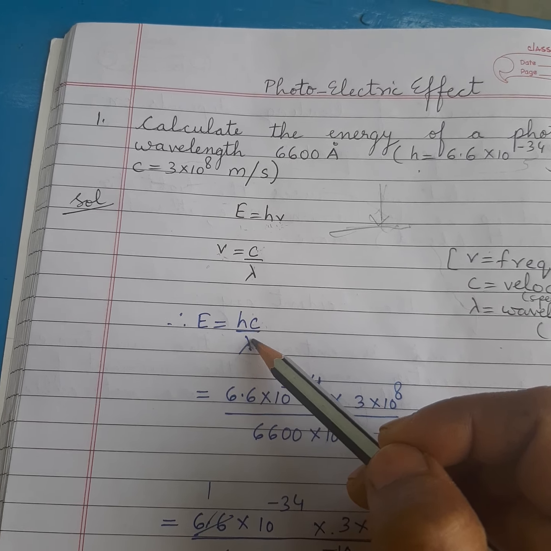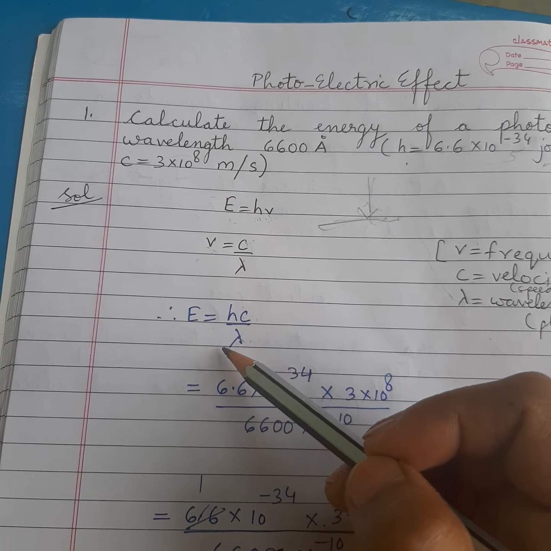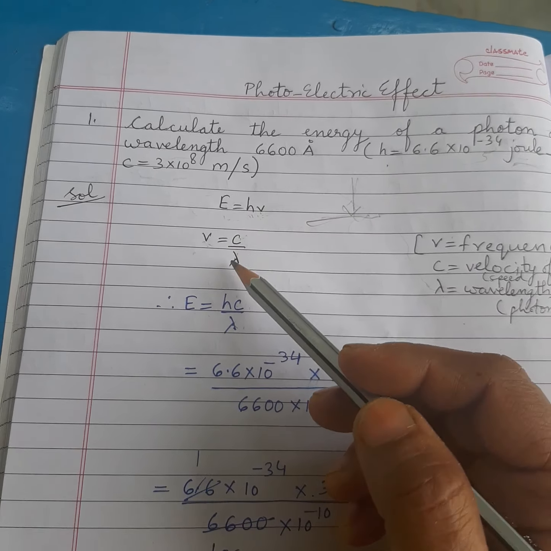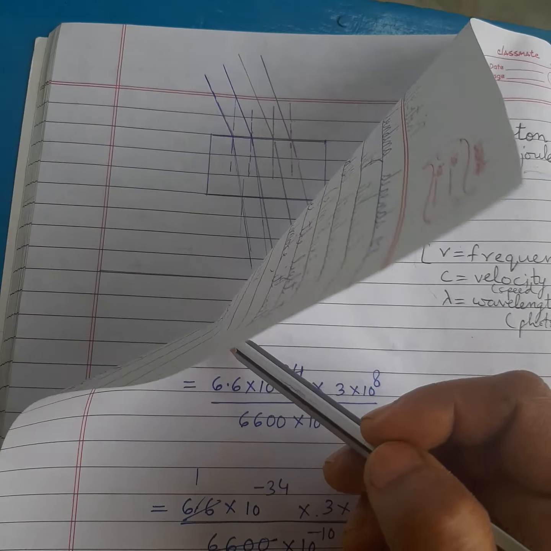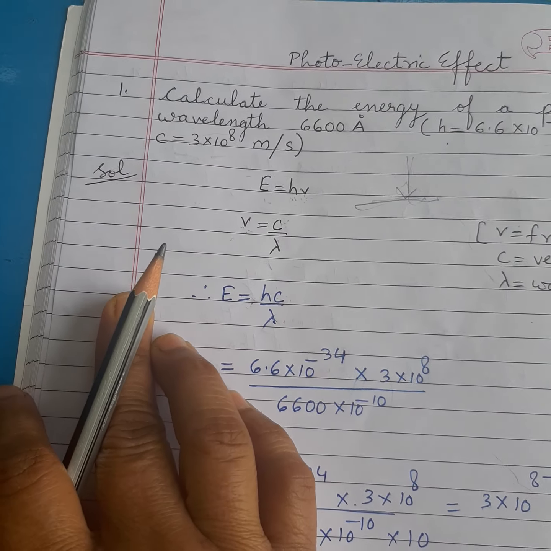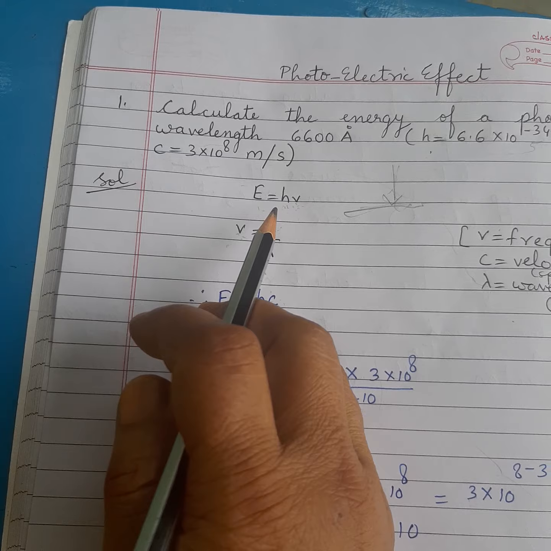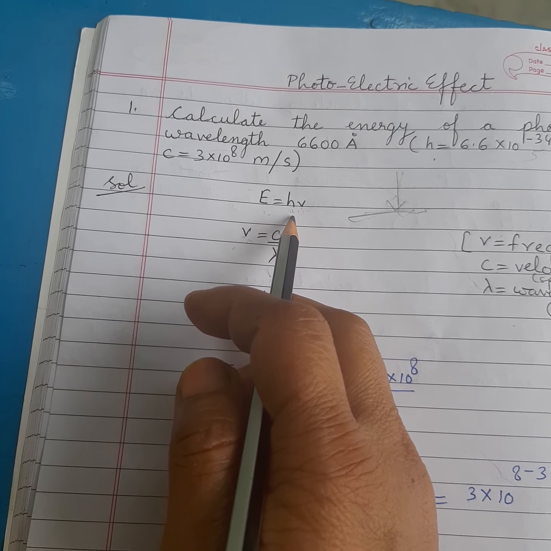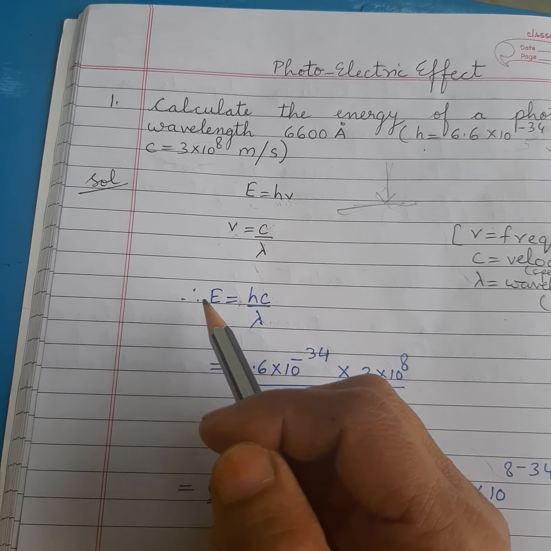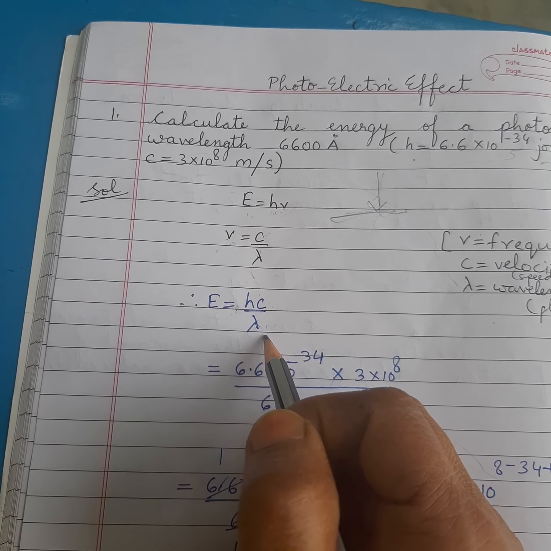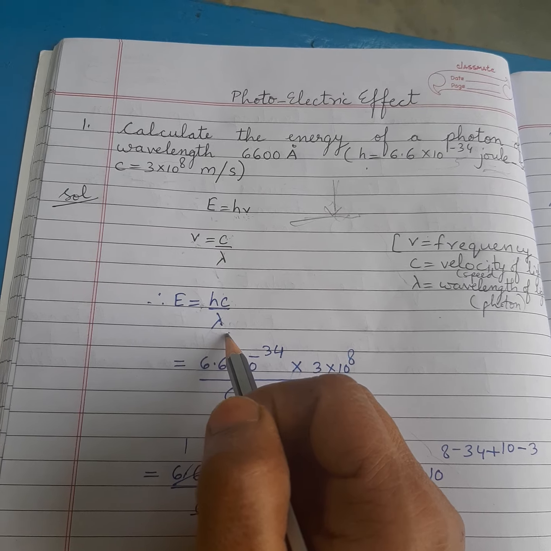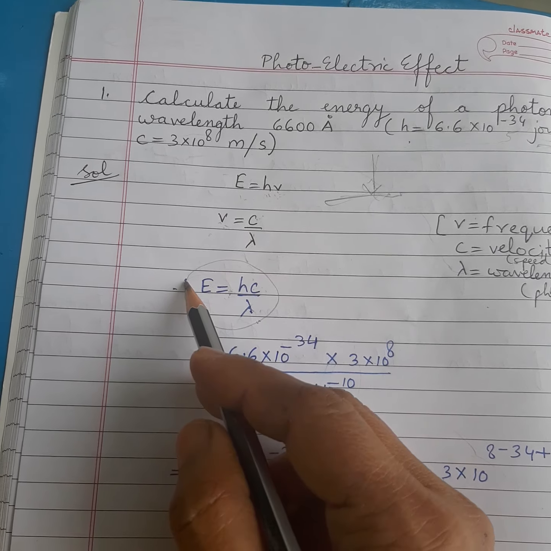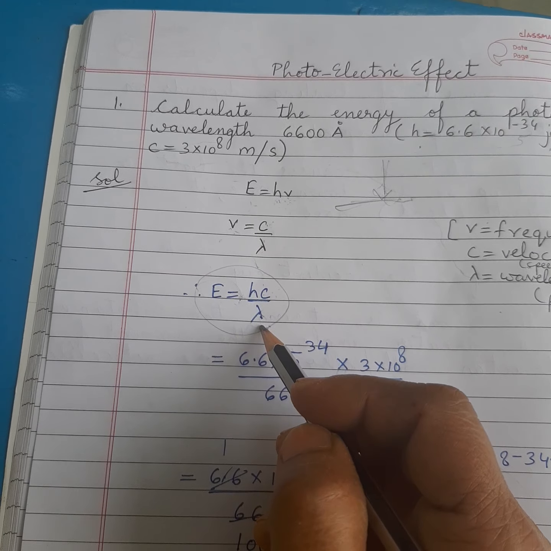Whatever value you put depends on the question. Which formula you will write depends upon the question. For example, if h and nu are given, then you will simply use the formula E is equal to h nu. But suppose wavelength of light, or you can say wavelength of photon, is given, then you will write the formula E is equal to hc upon lambda.